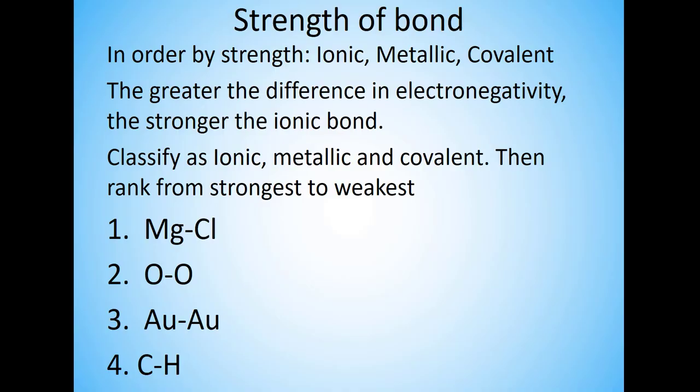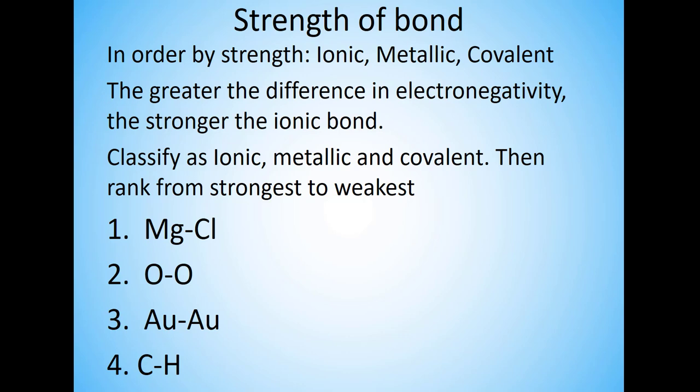Let's classify ionic, metallic, and covalent bonds in order by strength. Ionic is the strongest, metallic is in the middle, and covalent is the weakest of these three. How these are determined is by looking at something called bond dissociation energy. And we find that breaking that ionic bond takes a lot of heat.